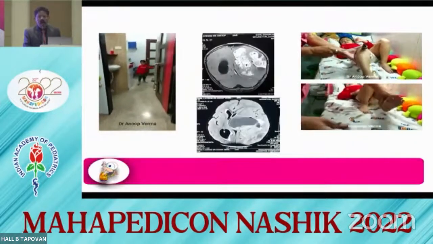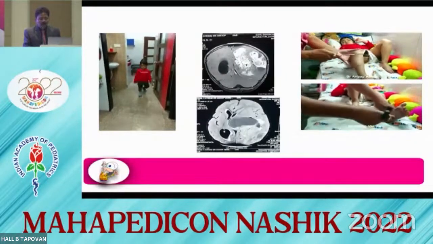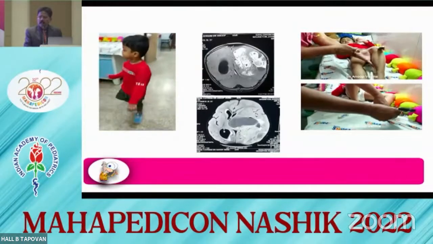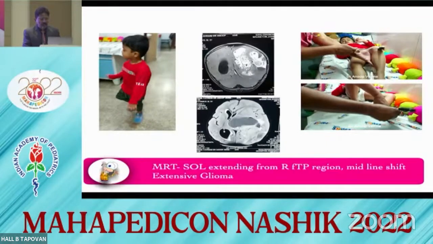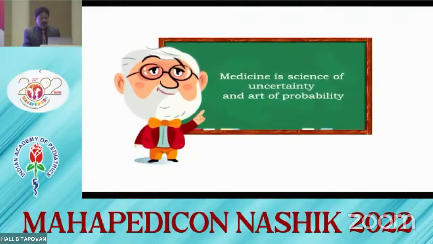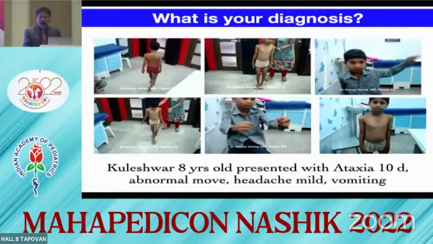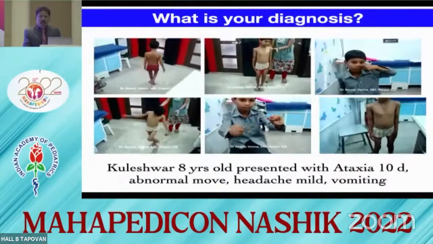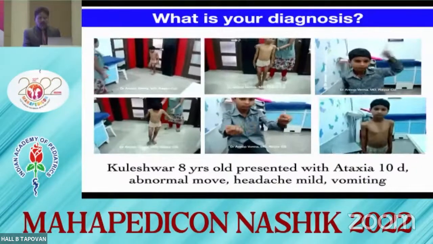And see the huge glioma was there. It is very difficult to convince the patient when they come with just a history of 15 to 20 days and the child is moving with a slight lurch. You can see the glioma extending from the right fronto-temporoparietal region. So medicine is a science of uncertainty and an art of probability, that we have to understand, and accordingly we have to counsel this patient. These are several videos which are indicative of a particular lesion in the brain.